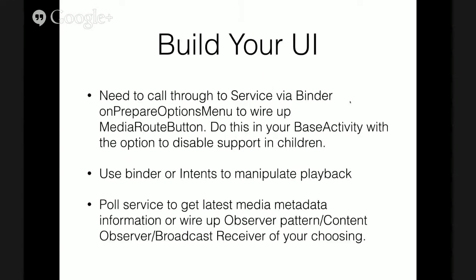Kind of skipped ahead to this earlier, but I do a binder to the service and then route onPrepareOptionsMenu through it and validate the options menu once the bind is complete. And then I did it in the base activity and created an abstract method so that child activities could override it to basically return "I don't want Chromecast on me," and then that just won't happen.